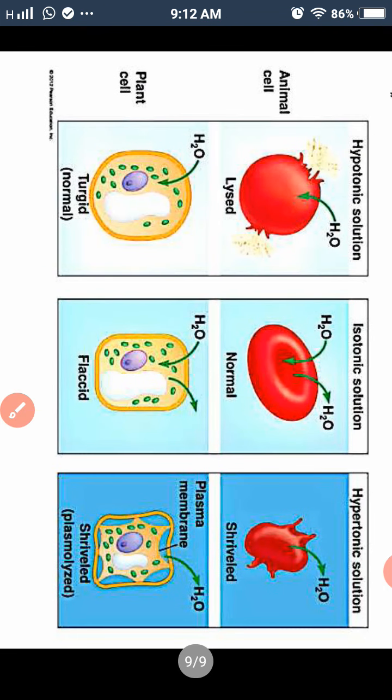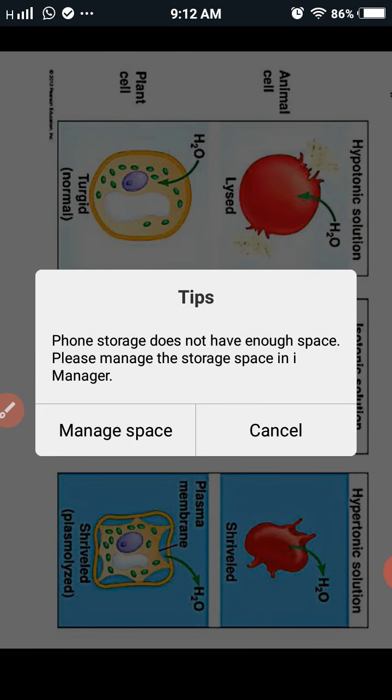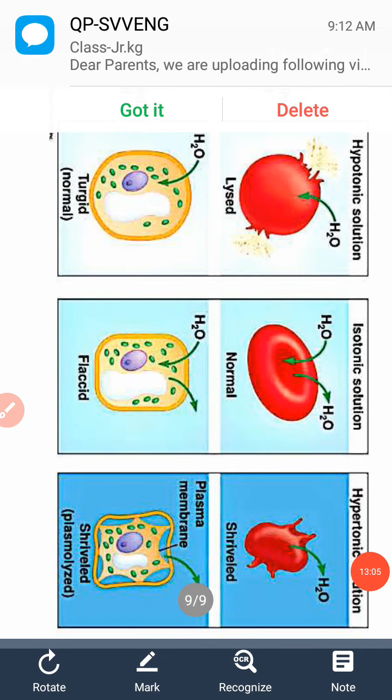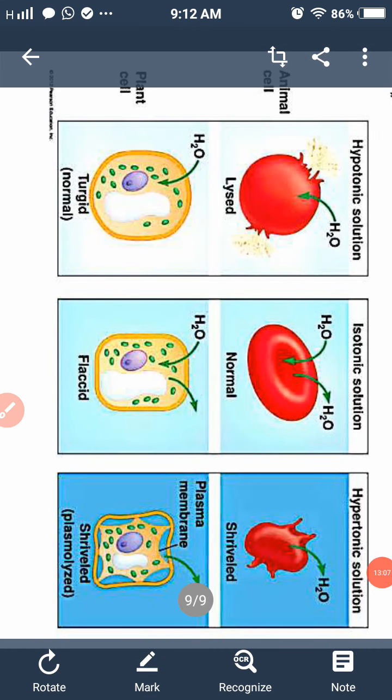Now what will happen to animal cells and plant cells if we put them in different types of solution? If we put an animal cell, meaning RBC, into a hypotonic solution, then the water enters into the cell according to osmosis and the cell will lyse. If we put a plant cell, the plant cell can bear this pressure due to the cell wall, so it will become turgid. Now if we put an animal cell, RBC, into an isotonic solution, it will remain the same, the shape of the cell does not change. In a plant cell, the same.